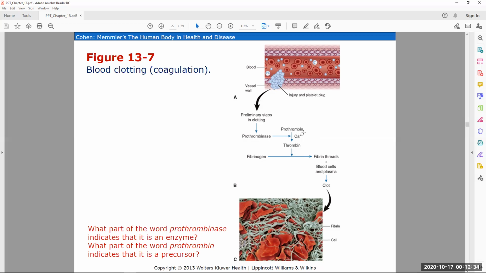Prothrombin then, under the activity of calcium, is converted into thrombin, and then thrombin acts as an enzyme, leading to the conversion of fibrinogen into these fibrin threads. And these fibrin threads actually act like a mesh. You see them here, looking like ramen noodles, right? These white threads, their function is that they encase or encapsulate these red blood cells, leading to the formation of a clot. Very important.